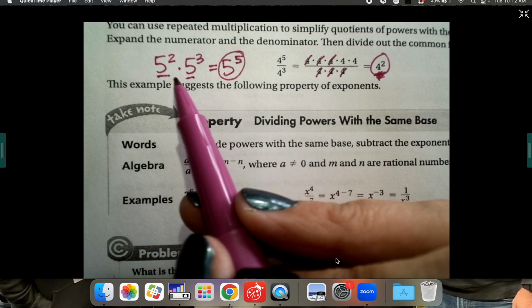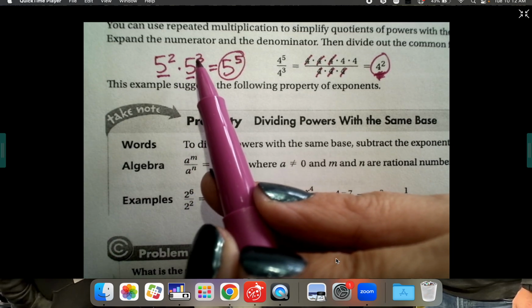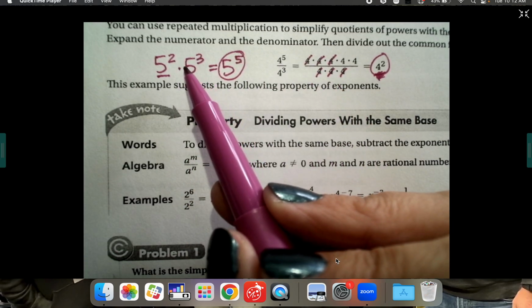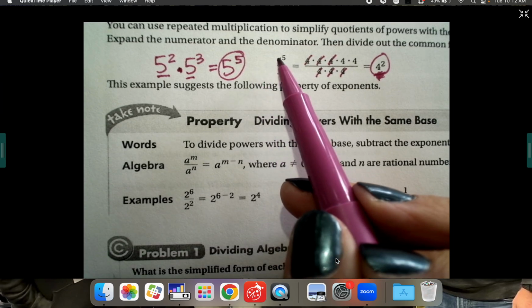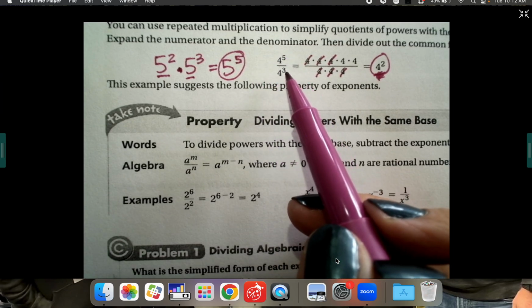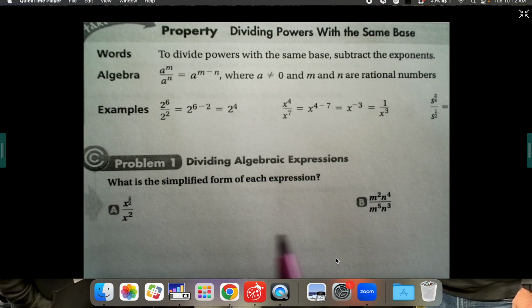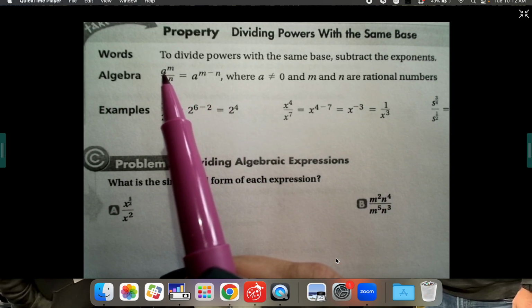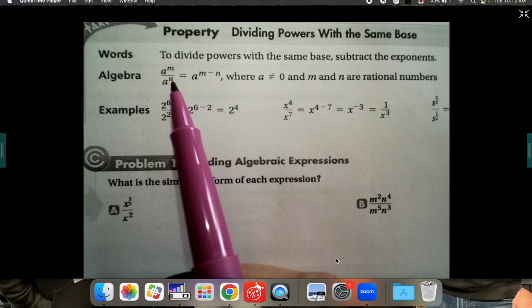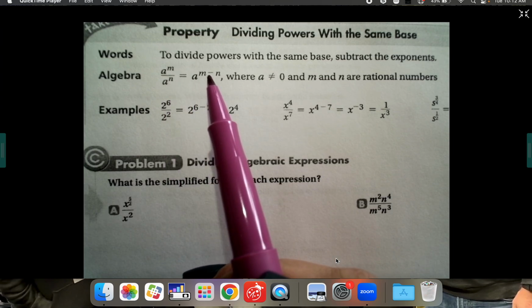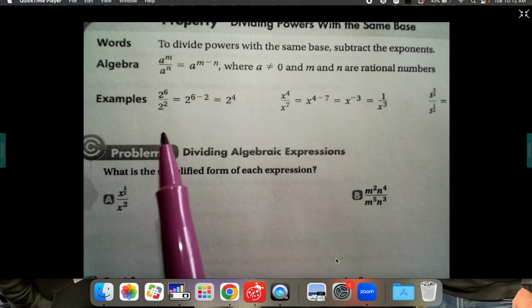So if they have the same base, you can add exponents when you're multiplying. If they have the same base, you can subtract exponents when dividing. Okay, so here's just their quick example. It doesn't matter what the bases are. They could be a variable like a, and you would take m and subtract n. So a to the m minus n.